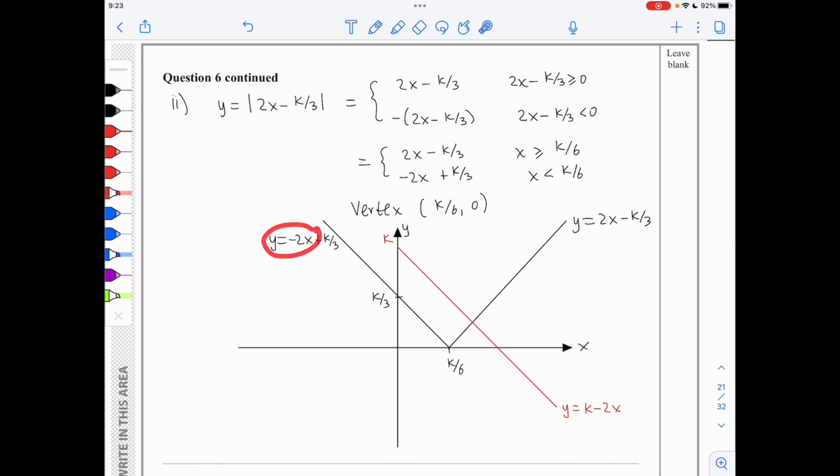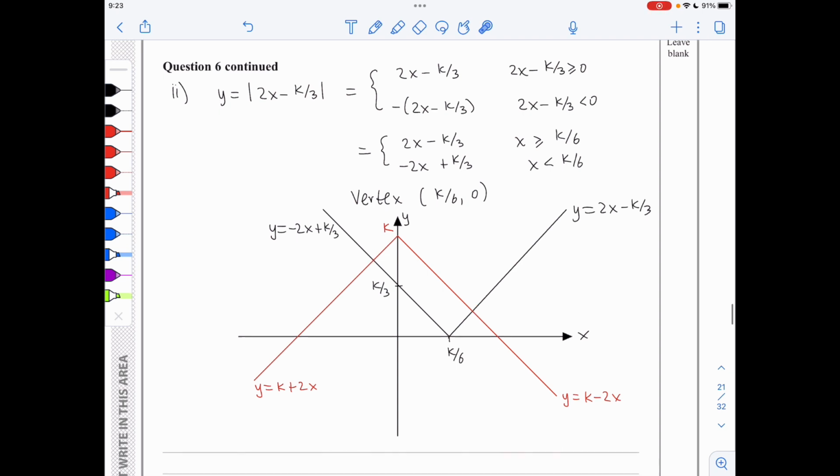Notice that this has a gradient of minus 2 and this has a gradient of minus 2, so these two are parallel. And similarly, this branch here was the line with the equation y is k plus 2x. So these two lines are parallel as they have the same gradient. So this makes it easy for me to see that the points of intersection, the solutions to the given equation, are simply the point here and the point here.